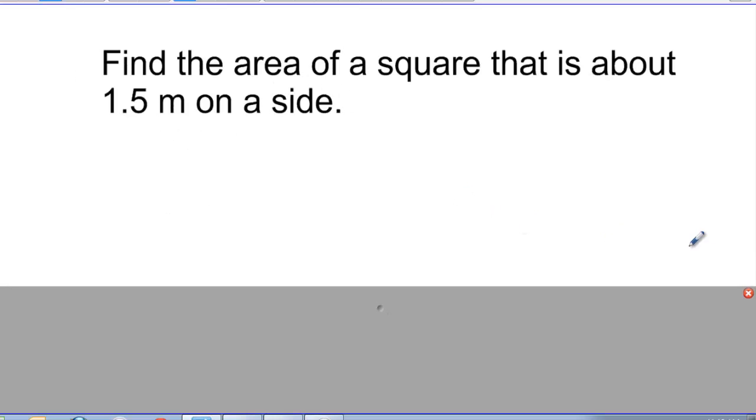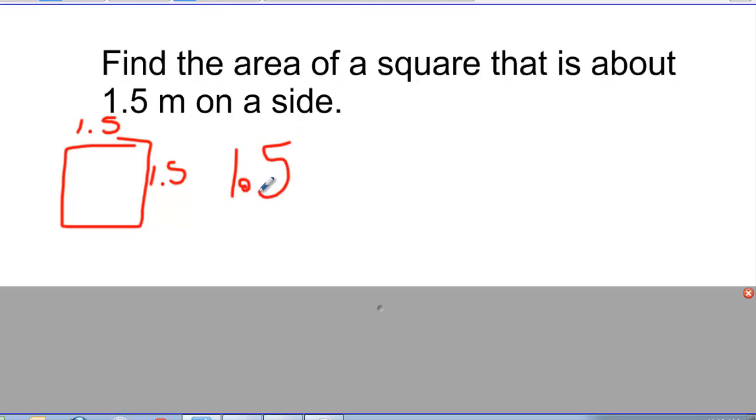If I want to find the area of a square that's about 1.5 meters on each side, so if I think about having a square and each side is 1.5 meters, you might remember that to find area of a rectangle or area of a square, we do base times height or length times width. So in this case, I'm going to do 1.5 times 1.5, or I could write that using an exponent as 1.5 to the 2nd power.